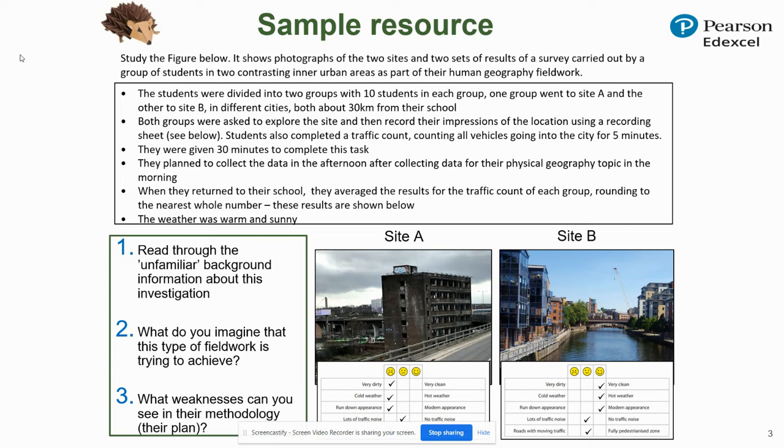Here's an example of a sample resource. So you can see that students have gone off to do some urban fieldwork. Some have gone to site A, some have gone to site B, and there's a little bit of context about that. So this is the sort of thing that you'll be given in the exam.